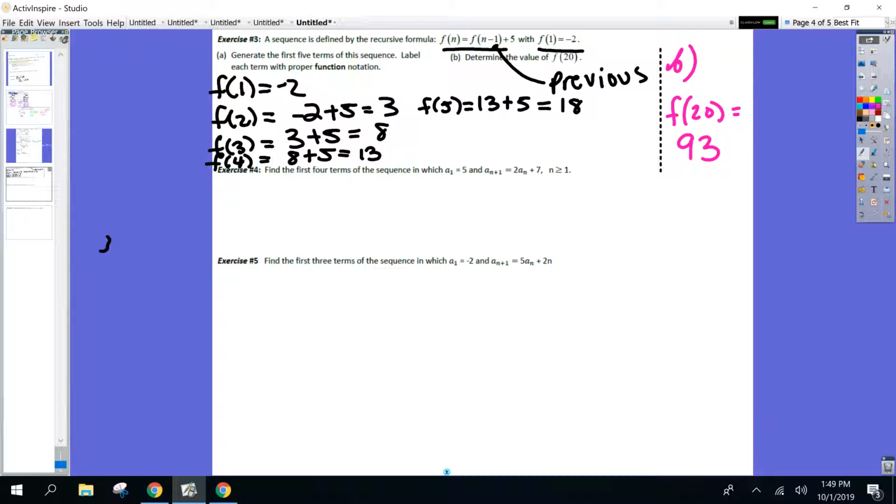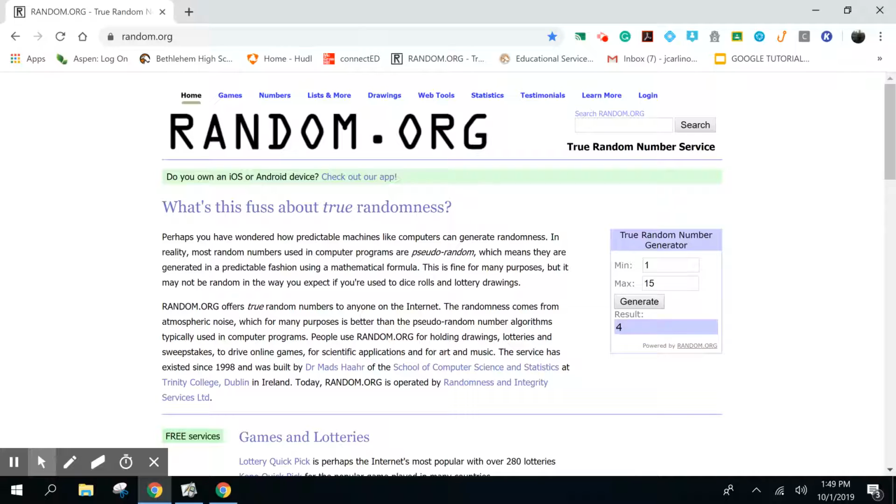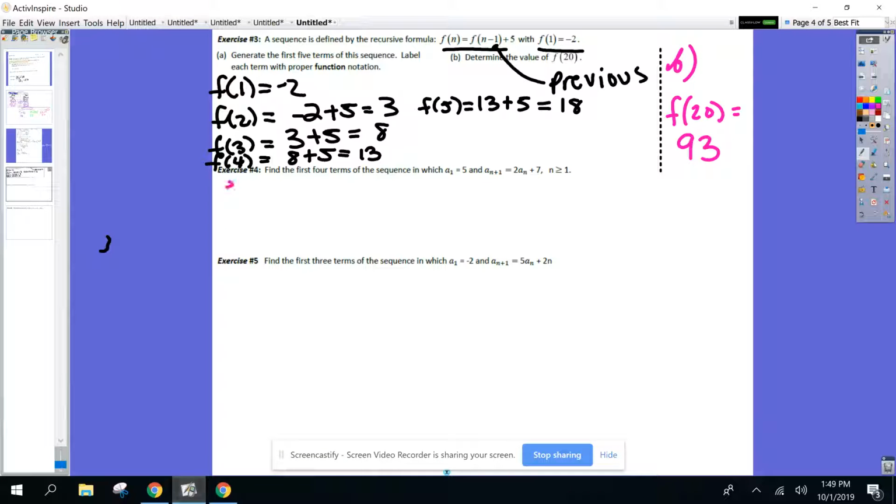Now I want the first 4 terms using this formula here. All right, well, start me off. Somebody start me off. What's the first term? 4, what's the first term? Do we have a 4? Yeah, we do. 5, so easy.